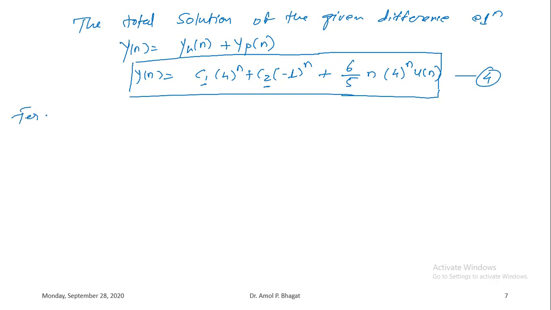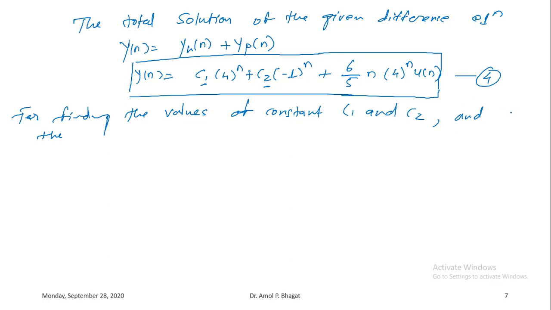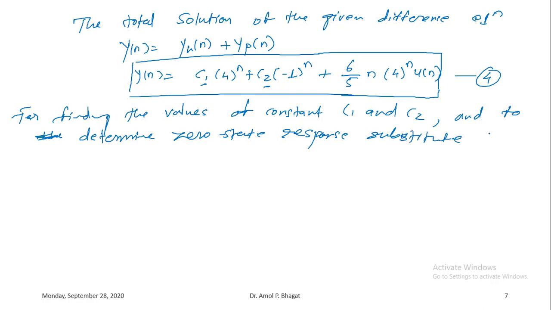So for finding the values of constant c1 and c2, and to determine zero state response, okay, substitute n is equals to 0 and n is equals to 1 in equation 1 and equation 4, right?